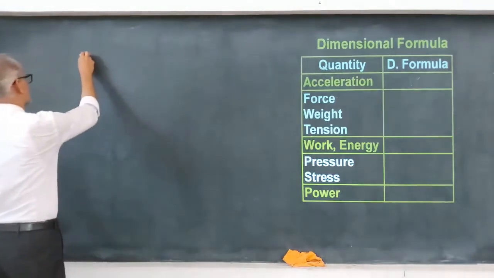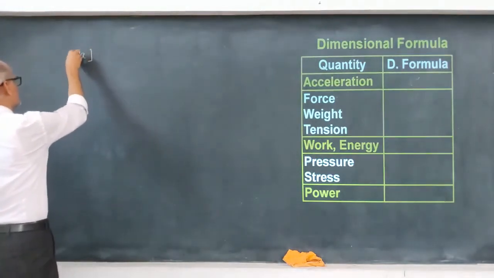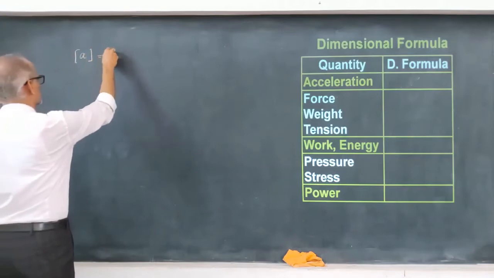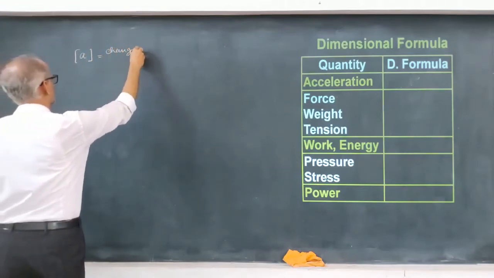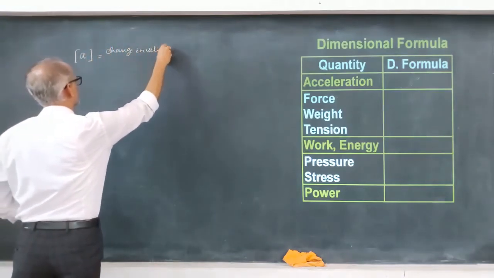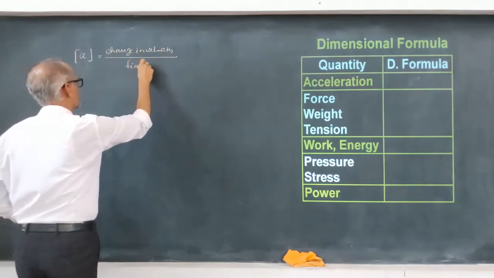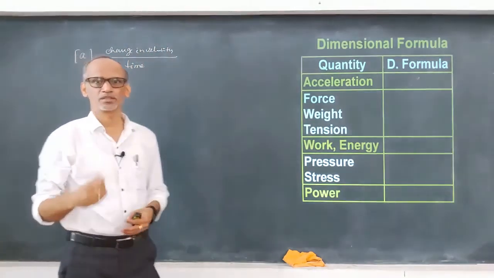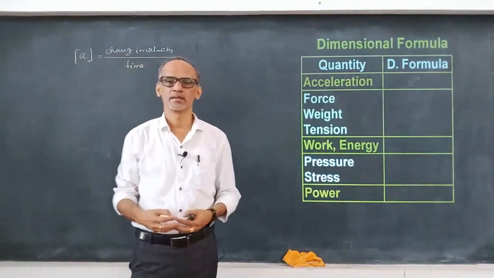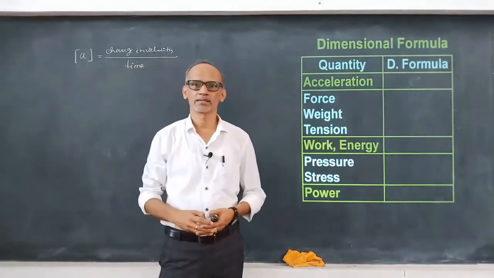What is acceleration? The symbol for that is A. Acceleration is change in velocity divided by time. This is how we measure acceleration. It's called rate of change of velocity. You all know all this. You have learnt in your lower classes.